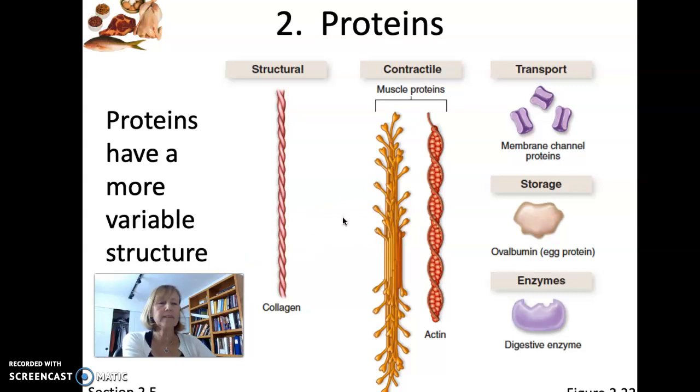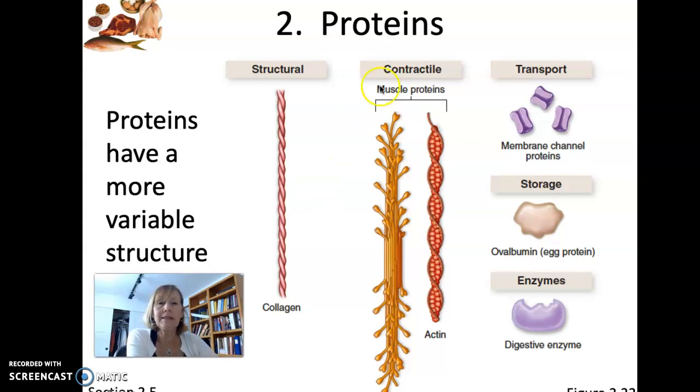So proteins have a structure that varies a lot. They have a more variable structure, and they come in very different shapes. In this slide, you can see that it can be a structural protein, which means it forms the structure of something like collagen. And you've probably heard of collagen, right? It's in your skin and it's giving it structure and shape.